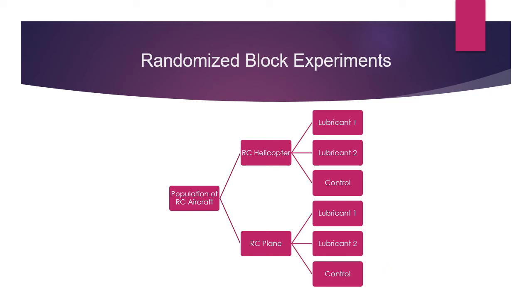Imagine a hypothetical situation such as this one. Your company has designed two different models of RC aircraft, a model plane and a model helicopter, as shown here in the graphic, that are already available in the market. You have been tasked with improving the efficiency of the motor by replacing the old brand of lubricant used within the motors with one of two new brands of lubricant. In this situation, I would design a randomized block design in this fashion.